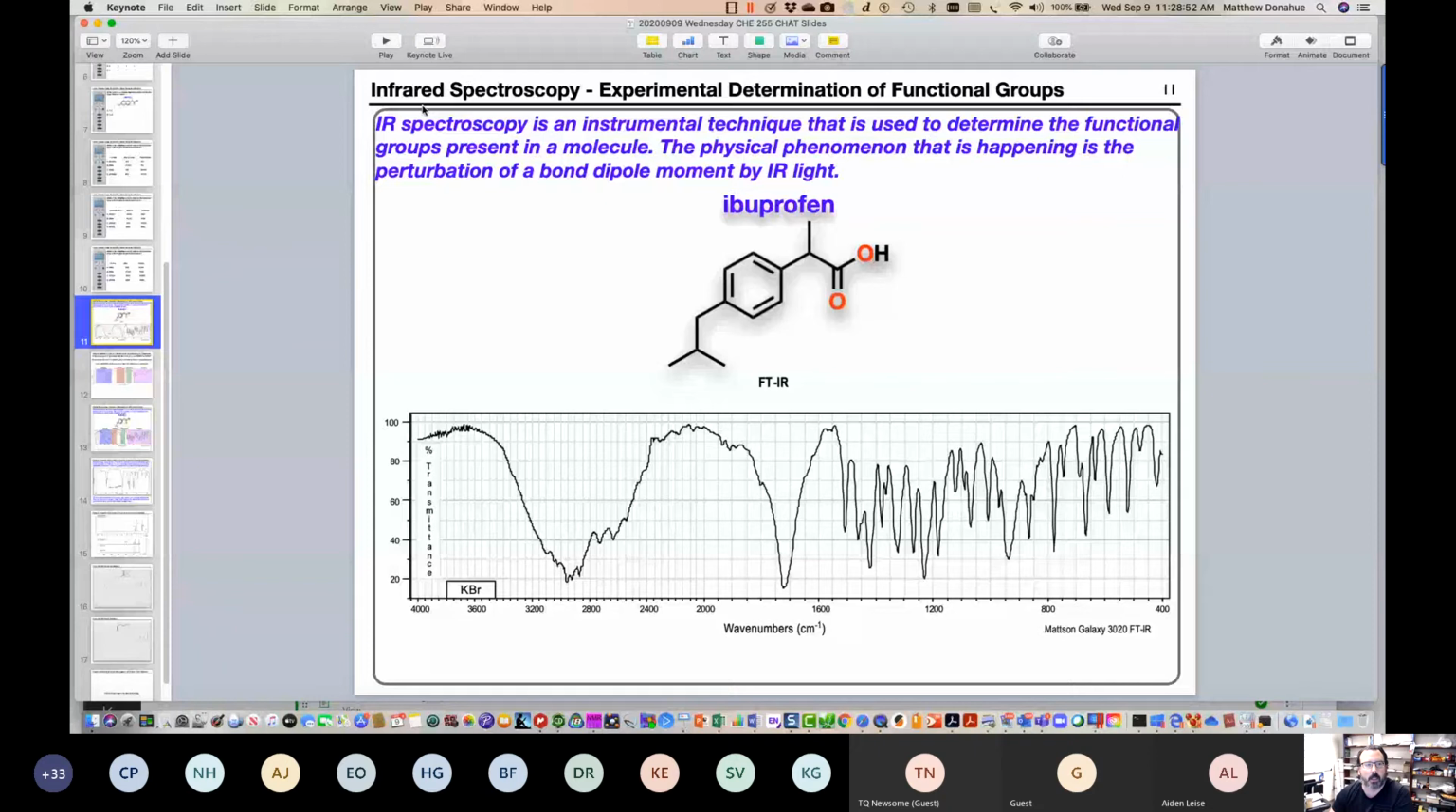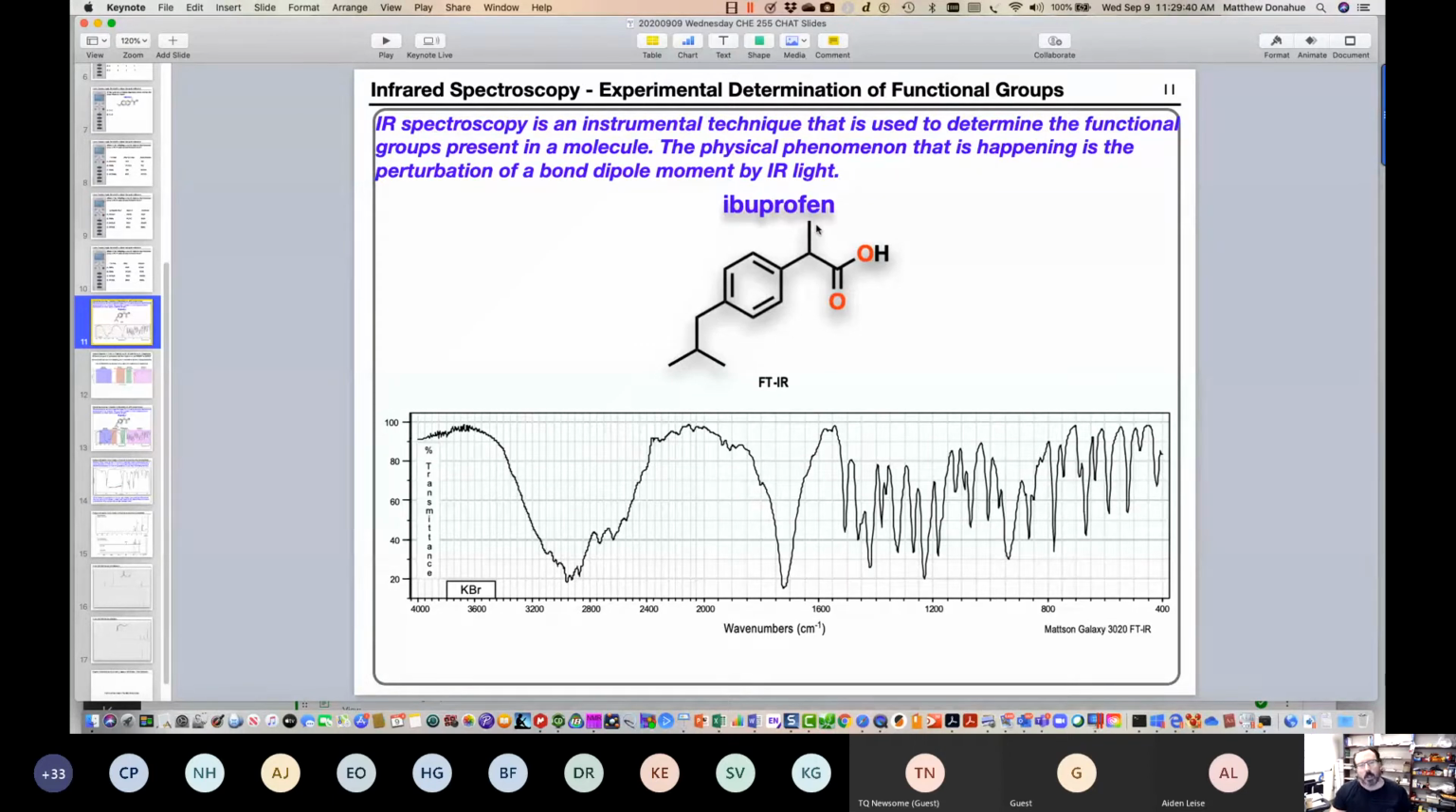So here we go, infrared spectroscopy. This is the experimental determination of functional groups in a molecule. For these next couple of slides, we're going to look at ibuprofen because that's the one I could find an actual IR for. So this is what an infrared spectrum looks like. IR spectroscopy is an instrumental technique that's used to determine functional groups in the molecule. You can look at this and say there's a carboxylic acid, there's a benzene ring, and we have a couple different types of sp3 hybridized carbon-H in here.